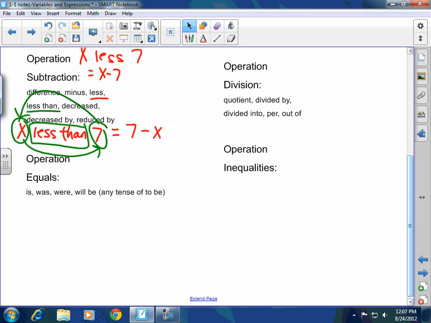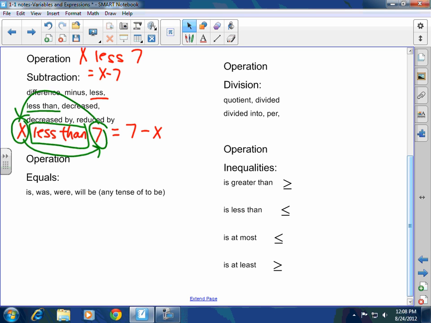Equals: is, was, were, will be, any tense of to be. It's always going to be equals. John is 12 years older than Mary. J equals 12 plus M. Okay?